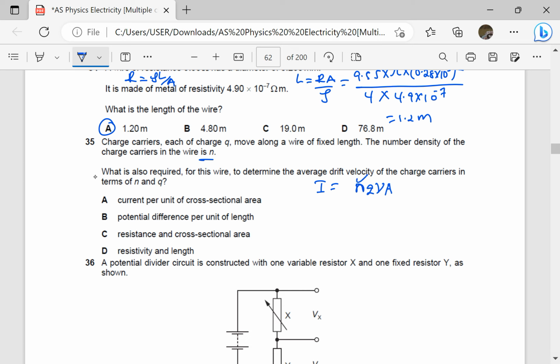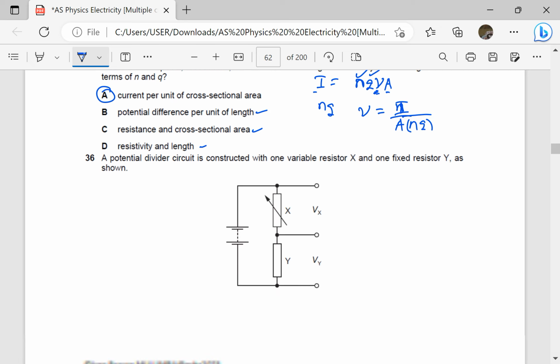So they have mentioned N, they've mentioned Q, and we want to find the average drift velocity. So we need the area and maybe the current. So v is equal to the current over A times nq. Okay, so current per unit cross-sectional area, I think that is I over A, which is the only thing missing, so the answer is A. We may not need the potential difference, resistivity, and length.